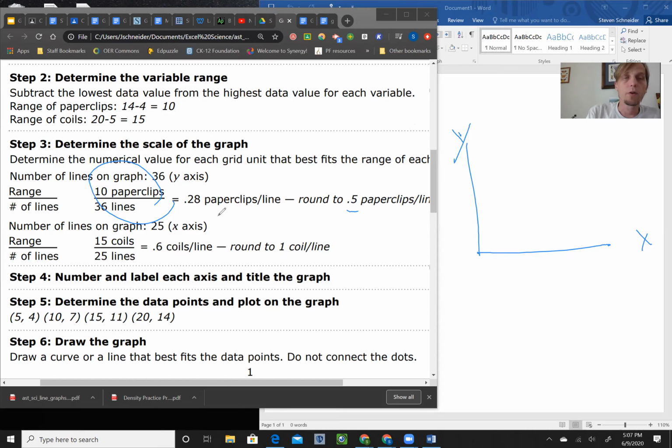We're going to round that up to 0.5, and you do the same thing with the coils. There were 15 coils up here, and you divide that by the number of lines. So you always just count the number of these lines, and this is going to be the x-axis. Now I'm adding my lines, and you have the freedom to do this. This is why it's actually easier to make your own graph than to go by the grid lines. But you would just count all those squares. Here I put 1, 2, 3, 4, 5, 6, 7, 8, 9, 10.